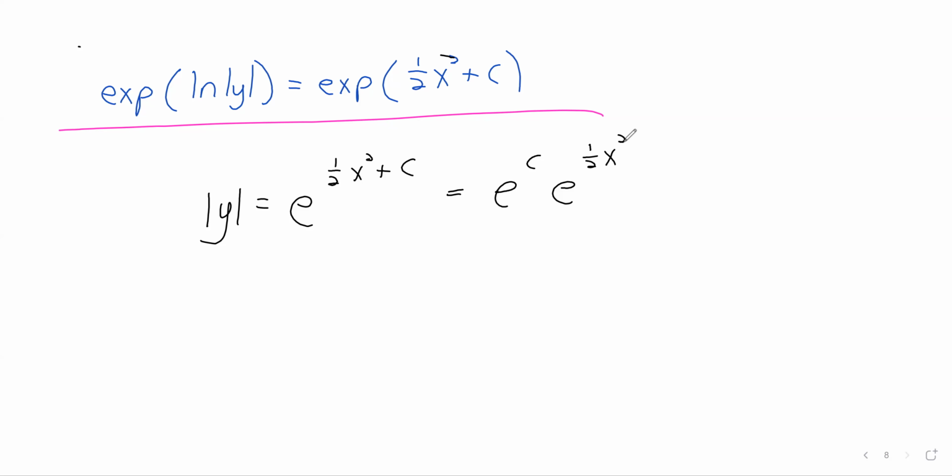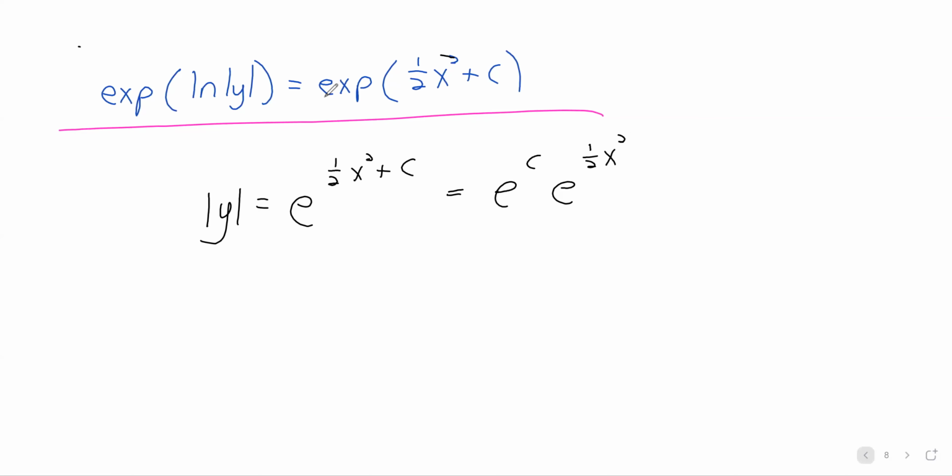The statement is now a little mushy, in the sense that there's no proper way of getting rid of absolute value. So we have a statement about the absolute value of y.